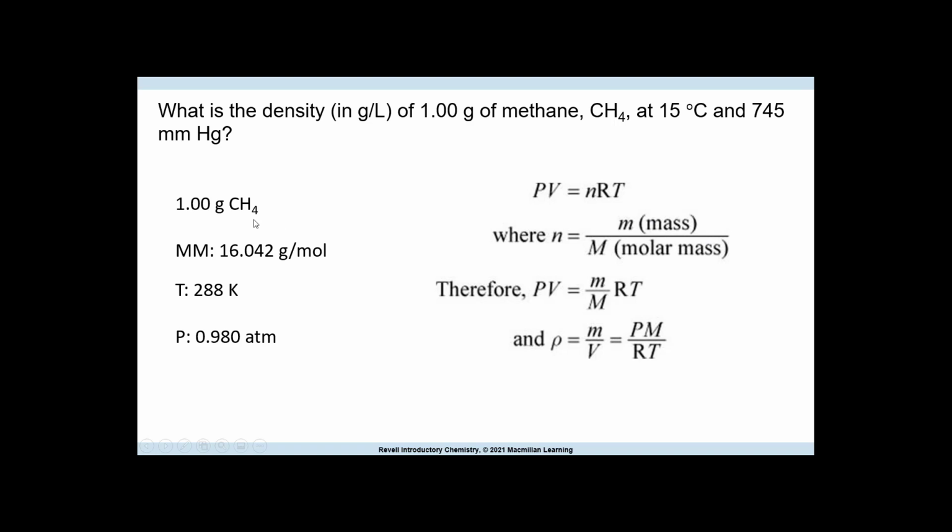So we have our mass, which would be this, and we have our molar mass, which would be this. So we're going to take this and plug this in where n would be. And that's where n is. See, n's here, n's going to go here.